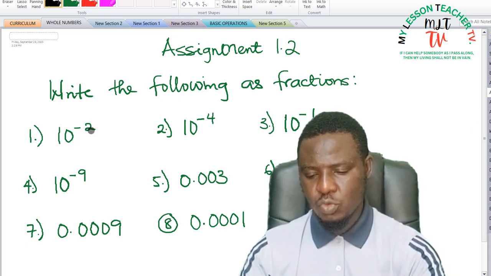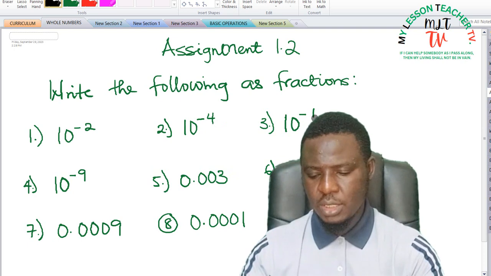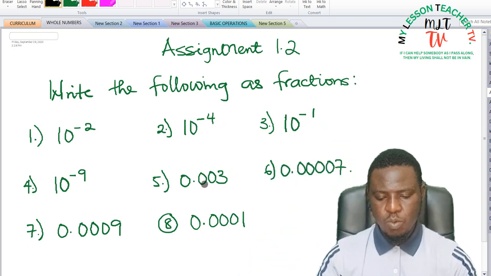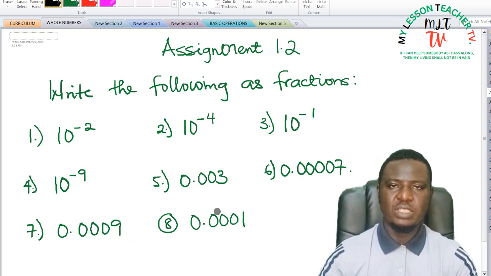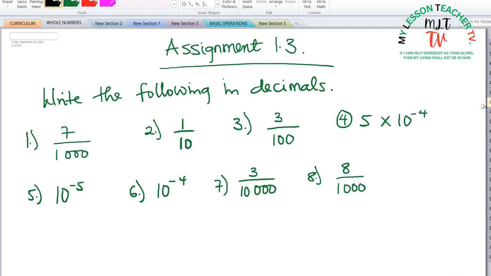We have 10 raised to the power of minus 2, 10 raised to the power of minus 4, 10 raised to the power of minus 1, 10 raised to the power of minus 9, 0.003, 0.00007, and 0.0009, as well as 0.001. These are 8 questions that I will expect you to do and submit at the comment section. In exercise 1.3, you are to write the following in decimals. So you have 8 of them. Kindly pause and copy out the assignment and then write them.